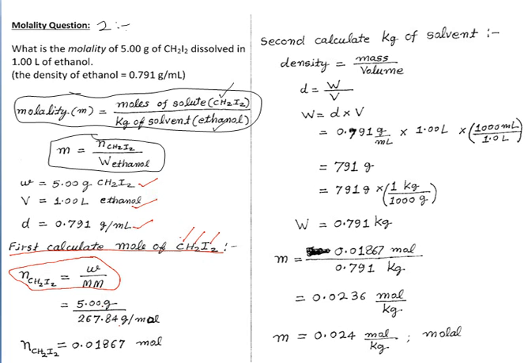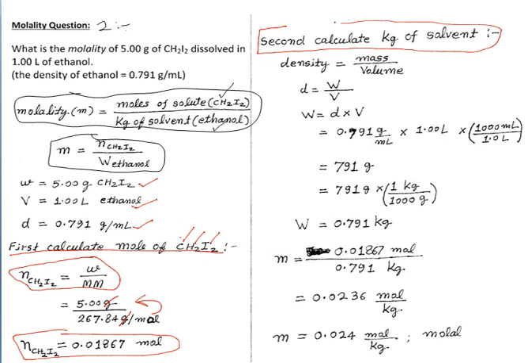So when we will divide these two values, the gram unit will be cancelled out, and the answer we will get in mole. So in this way we can calculate the number of moles of solute, which is 0.01867 mole. And then the second step is to calculate the solvent in gram. So how will we calculate the solvent in gram?